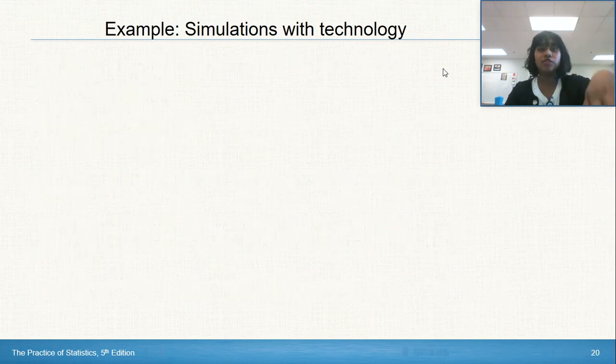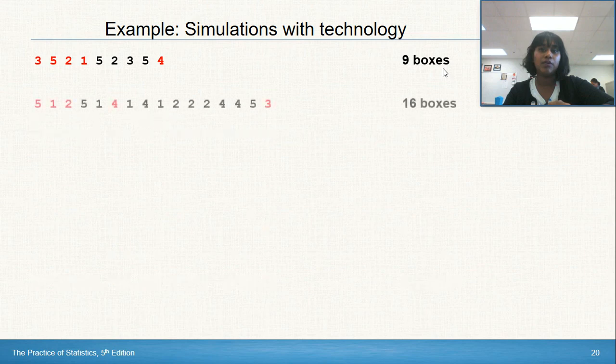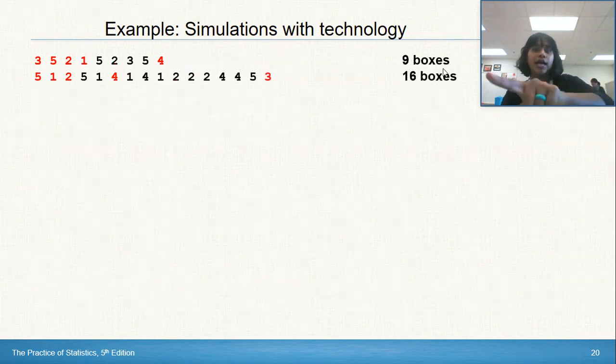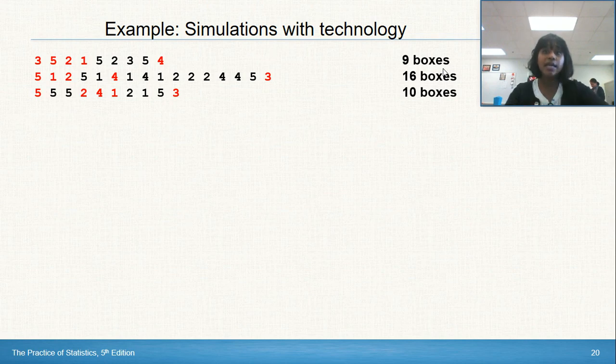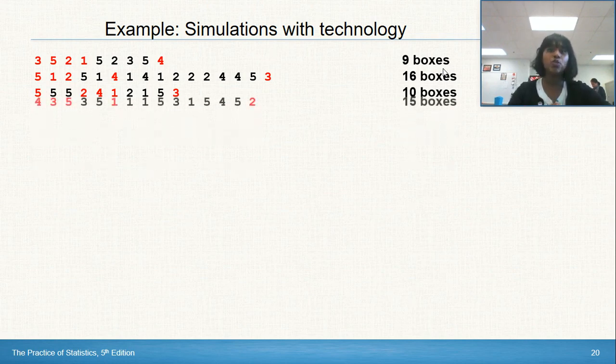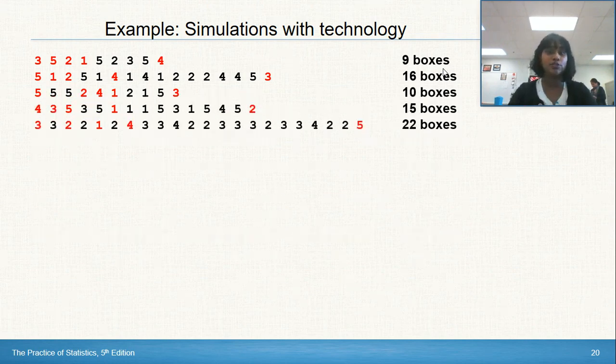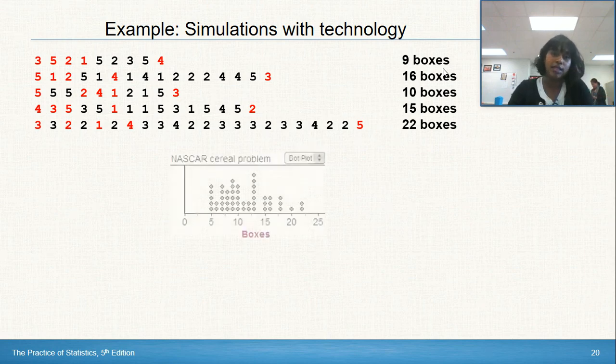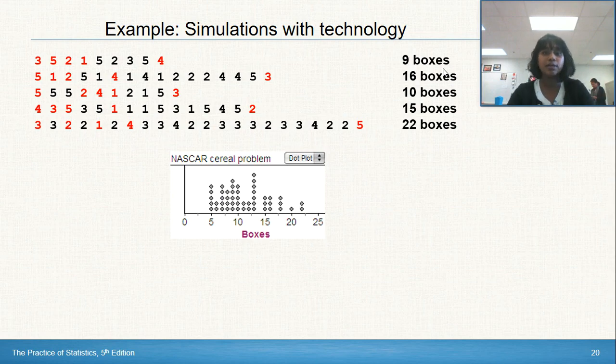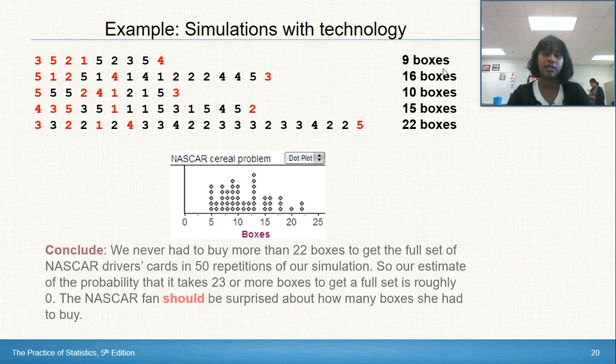However, just for posterity, I already simulated it for you a few different times. So it took 9 boxes to get a full set. It took 16 boxes to get a full set, 10 boxes to get a full set, and 20, and then 15, and then 22 boxes. So this is just the first few simulations. I can run this simulation numerous times to get a predictive model and to see, hey, do we see something that evens out? So here's our predicted model, and this is all 50 simulations done.